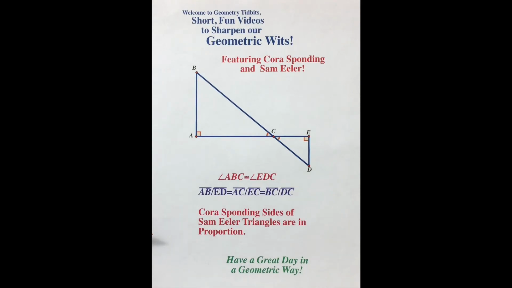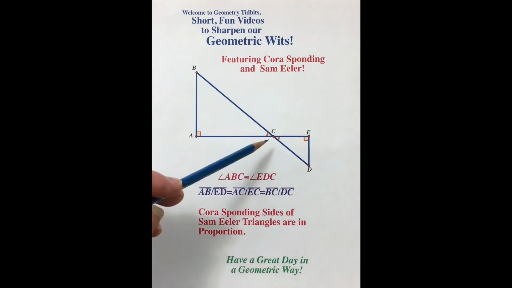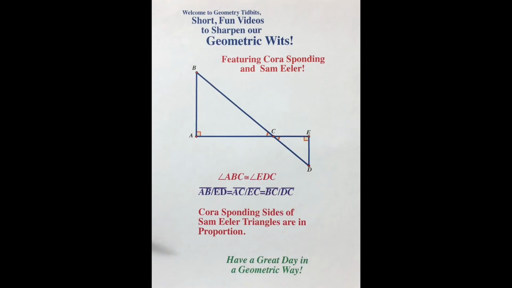Well, it tells us that their corresponding parts have relationships. Specifically, we now know that angle ABC is going to be congruent to angle EDC because they are corresponding angles in similar triangles. We also know that the corresponding sides of Sam Ehler triangles are in proportion. That gives us a lot of information. Cora volunteered her name very kindly for this information.